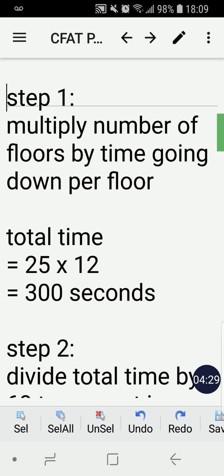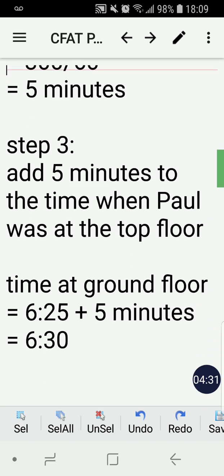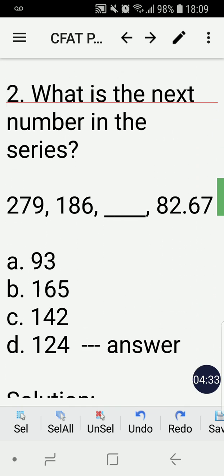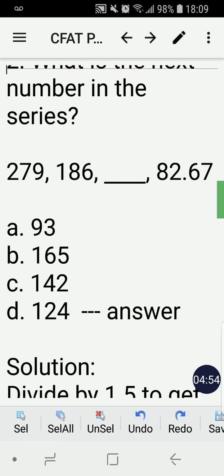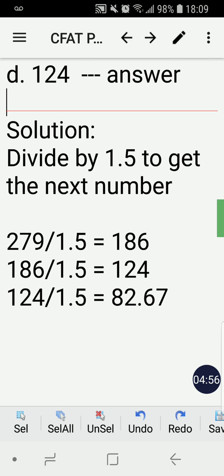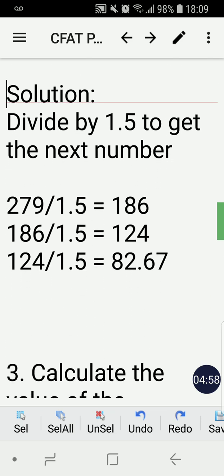Okay, moving on to question number 2. What is the next number in the series below? 279, 186, blank, 82.67. Here are the choices, and the correct answer is letter D, 124. And the solution is below.